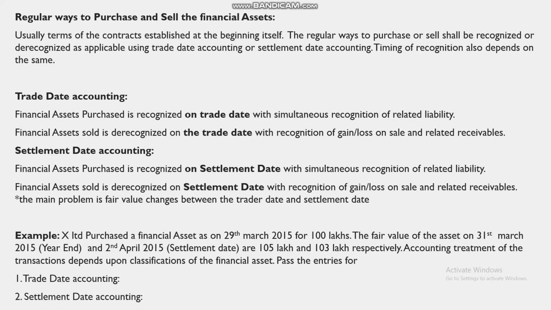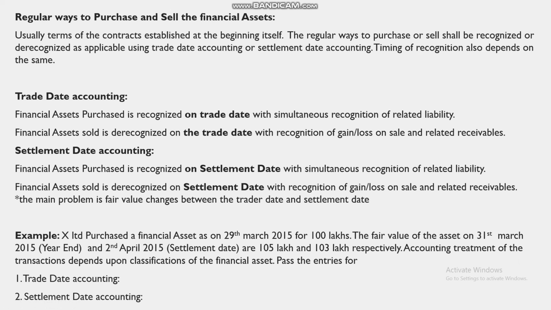The main problem here is the fair value changes between the trade date and the settlement date. The fair value is nothing but the present value, that is, the market value. So the date is changed, correct? The trade date and the settlement date will definitely differ, and the value in the market for that particular asset or transaction will definitely differ. So these changes will be a problem. So what is the difference? That also we need to identify.